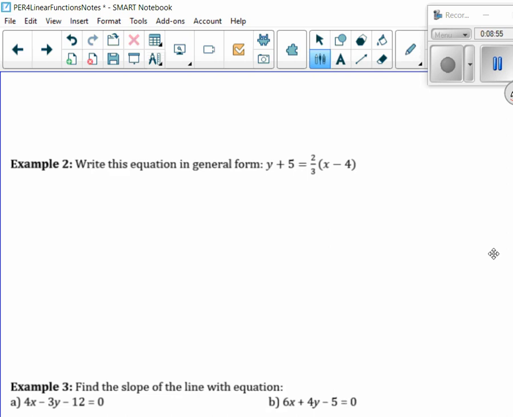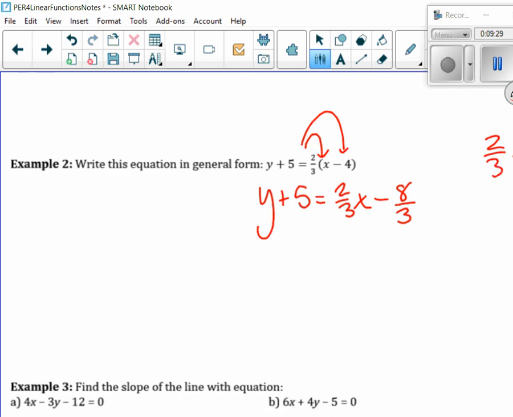So how am I going to change it from point slope form into general form? Yep. Multiply it in. I heard. Very good. So we're going to multiply this in. So I get y plus 5 equals 2/3 x. What do I get when I multiply 2/3 times minus 4? Minus 8/3. Very good. Anybody have a problem how I got minus 8/3? 2/3 times 4/1. Do you see? There's nothing to cross cancel, and it's just 8/3. Yes? And with a minus because of the subtraction.